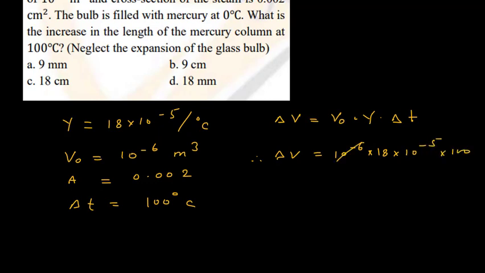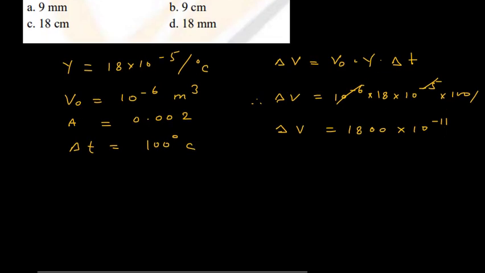So this 10 power minus 6, 10 power minus 5 and this 10 will cancel. So it is 18 into 10. So therefore delta V we can say that it is... something I missed. It is minus 6 and this is minus 5. So they will add up. Okay. So it is 1800 into 10 power minus 11. Okay. This is change in volume.